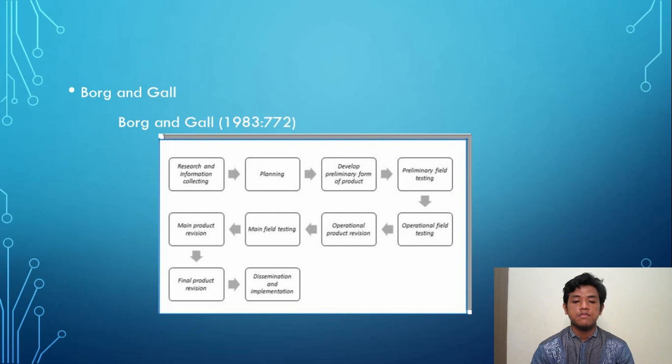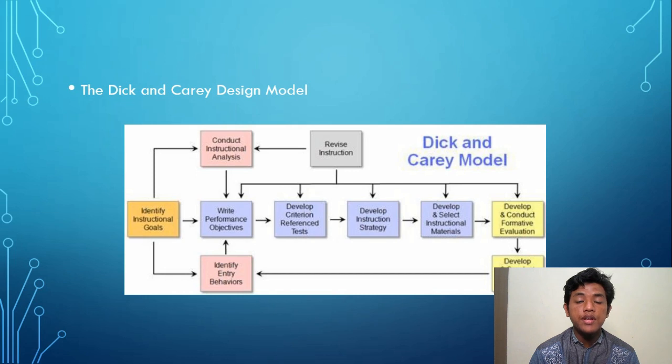Next is the Dick and Carey design model. There are 9 phases in the Dick and Carey model. They are 1. Identifying an instructional goal. 2. Conducting the instructional analysis. 3. Identifying the entry behaviors and learners' characteristics. 4. Writing the performance objective. 5. Developing the criterion reference test items.